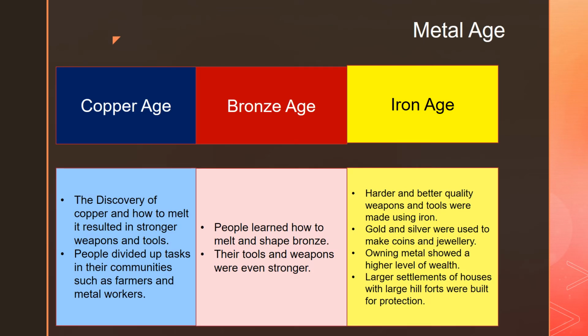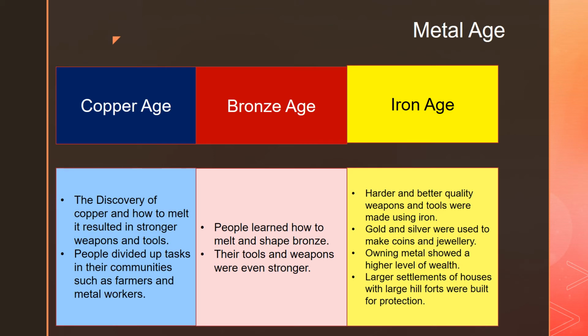The Metal Age is divided into the Copper Age, the Bronze Age, and the Iron Age. During the Copper Age, the discovery of copper and how to melt it resulted in stronger weapons and tools. People divided up tasks in their communities, such as farmers and metal workers.